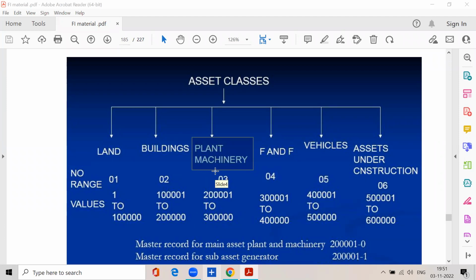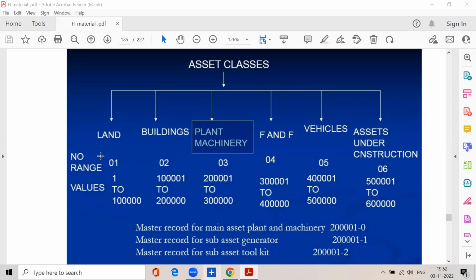Now, every asset master record is identified with a number. That's why for every asset class, we assign the number range. For example, first we create the number ranges. Before creating the asset classes, we define the number ranges. For the number range number 01, we link number range value 1 to 1 lakh. For number range 02, we link the interval 1 lakh 1 to 2 lakhs. For 03, we link 2 lakh 1 to 3 lakhs. For 04, we link 3 lakh 1 to 4 lakhs and so on.